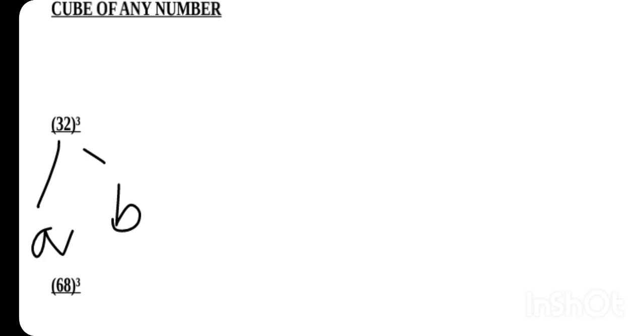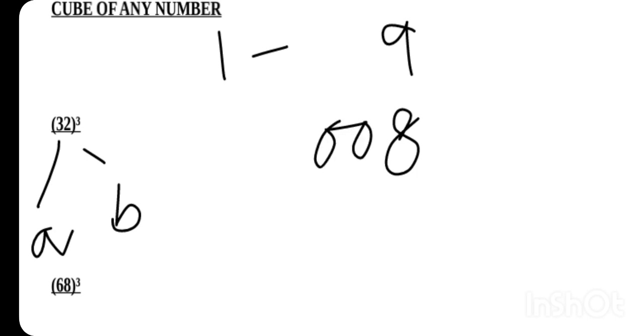See, we will write the cube. Before proceeding, we have to learn the cubes of the numbers from 1 to 9. That is, 1 cube is 1, 2 cube is 8, 3 cube is 27, and so on. Now we write the cube of the number B, that is 8, and we will add 2 zeros. Remember, 2 zeros. We added 1 zero while squaring, and we will add 2 zeros while we make a cube.